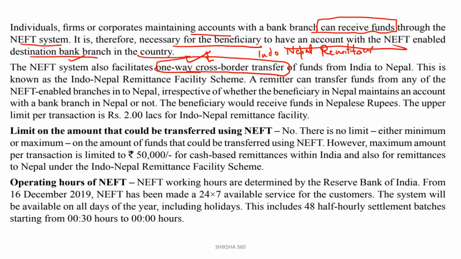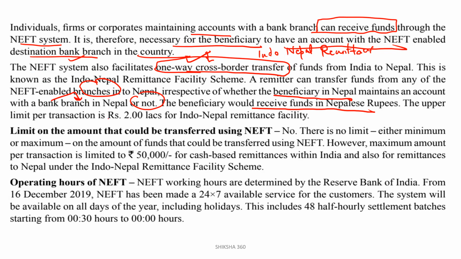A remitter can transfer funds from any of the NEFT enabled branches into Nepal, irrespective of whether the beneficiary in Nepal maintains an account with a bank branch in Nepal or not. The beneficiary would receive funds in Nepalese rupees. Here they will fund the money in Indian rupees, and they will receive it in the Nepalese currency, that is Nepali rupees.